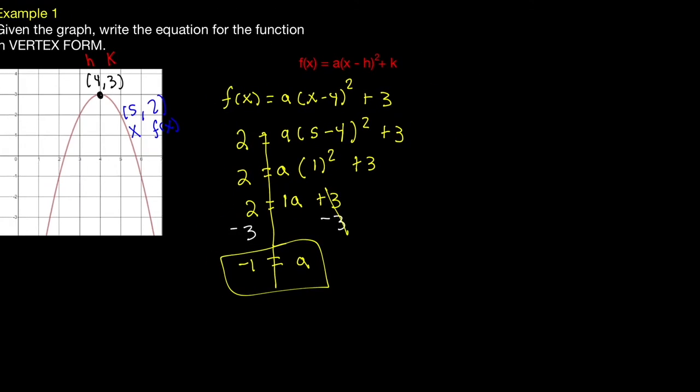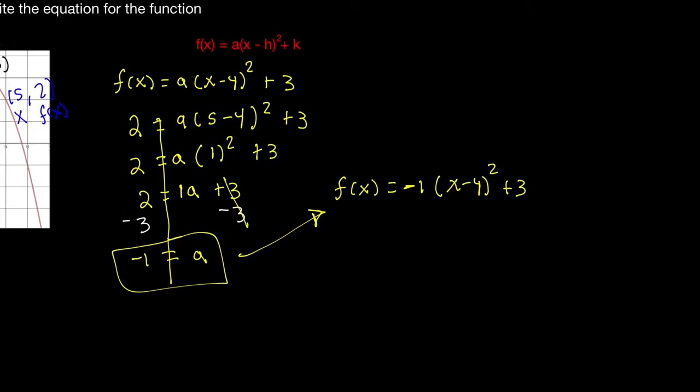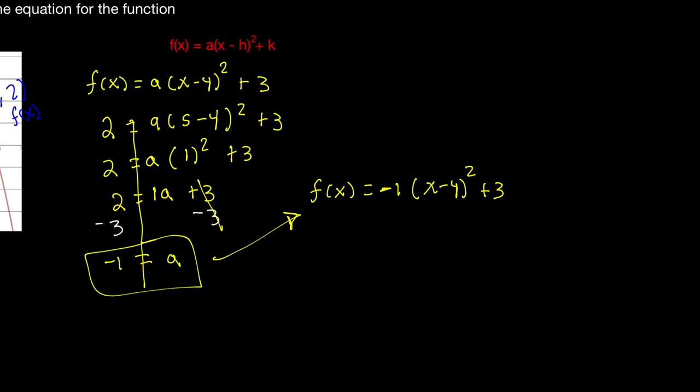Hence, the equation is going to look like f of x equals, I'm not going to write a anymore, I'm going to write negative 1, x minus 4 quantity squared plus 3. Now, I should also point out that we typically don't emphasize the 1, so this can simply be written as negative x minus 4 squared plus 3.